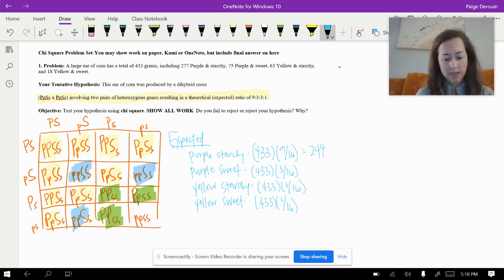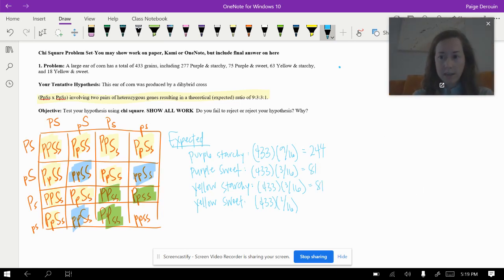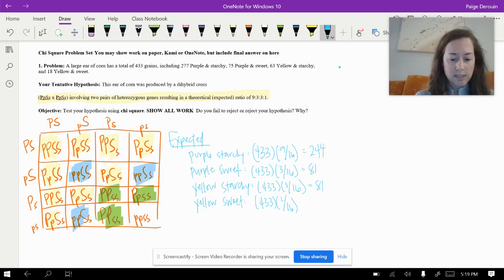3/16 times 433 is 81.1875. So I'm going to make that 81. This one is 81 also, because it was the same. And then finally, 1/16 times 433 equals 27.06. So that will be 27.